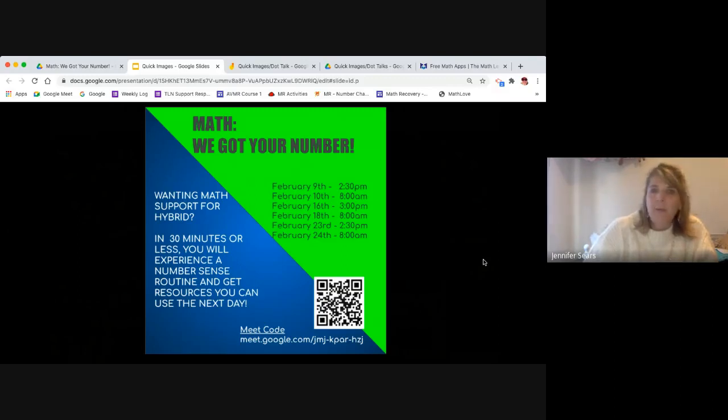I do believe it's Which One Doesn't Belong? So if you're always wondering how to do Which One Doesn't Belong, that's a great little number sense routine. It has many applications beyond math as well, but we're really going to be highlighting the idea of doing it in math. So we hope you can join us for that too.